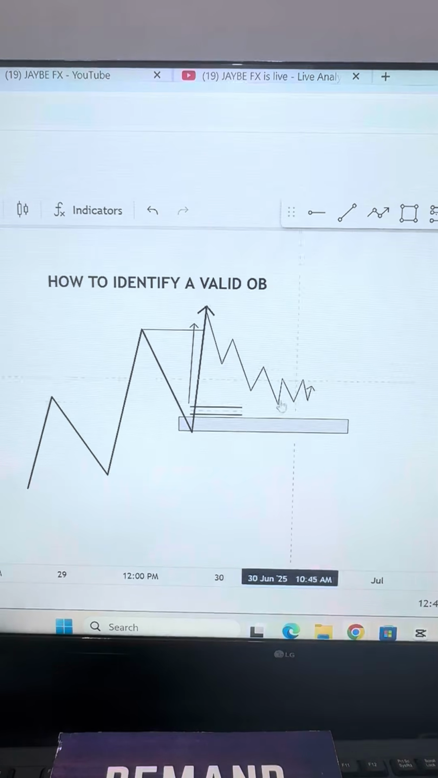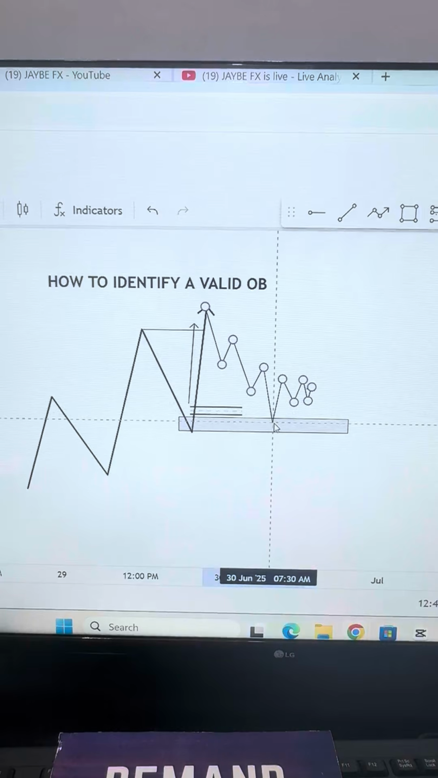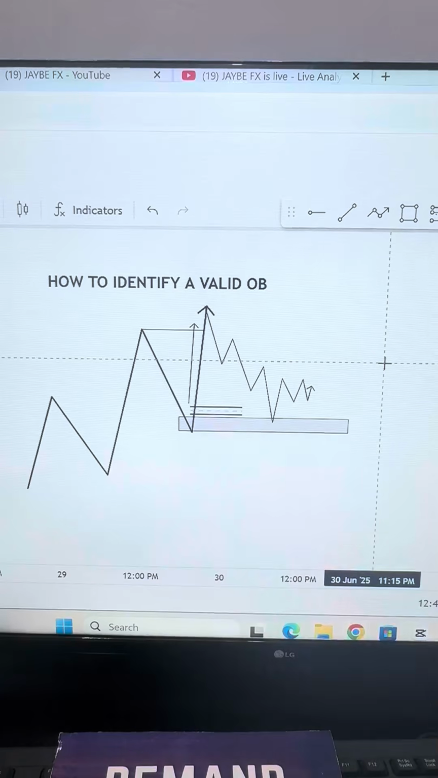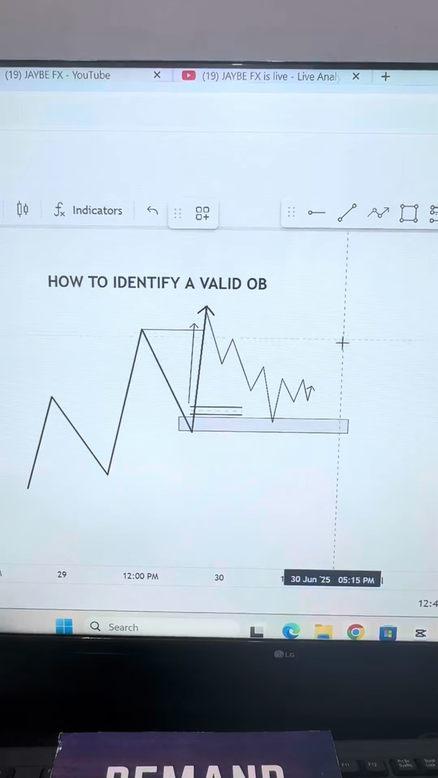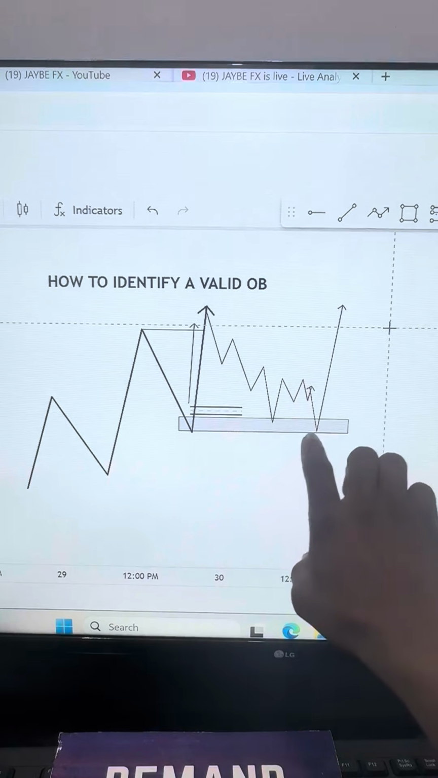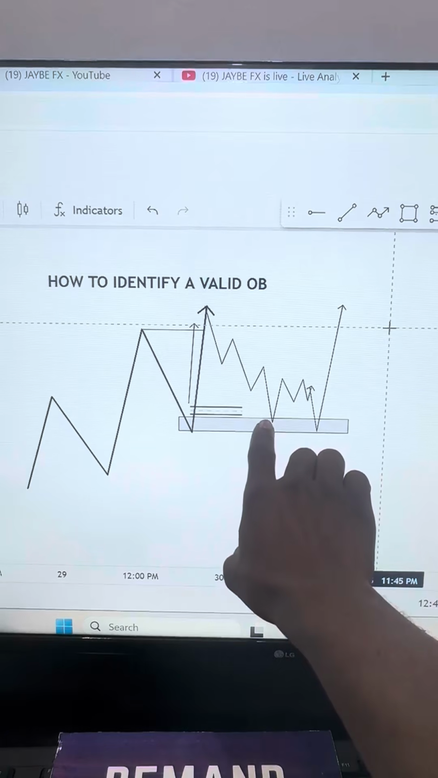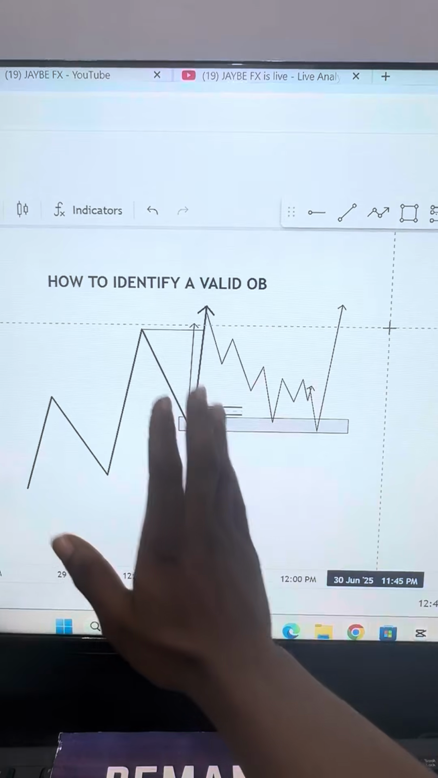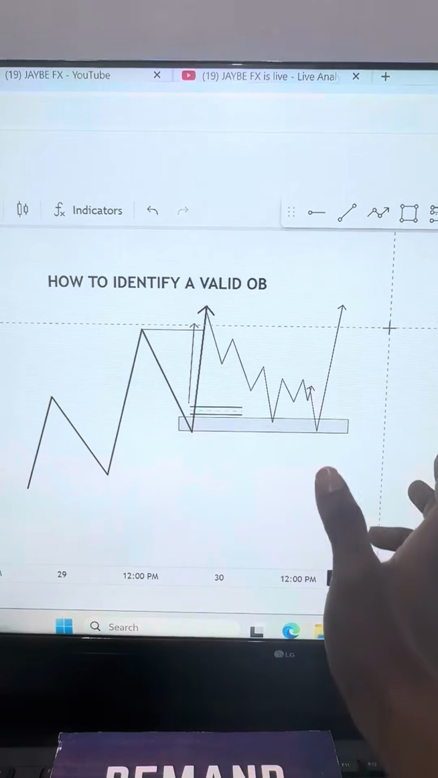But what about if the zone is looking like this? This is now an invalid order block. But the next time market is coming to it like this, can we still buy? The probability of this market buying when the zone has been mitigated will now become low. That is why we say we have a low probability setup and a high probability setup.